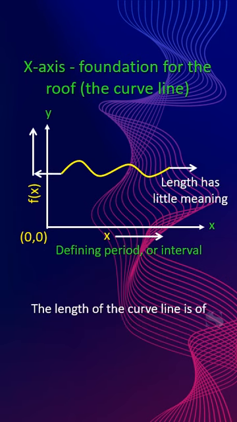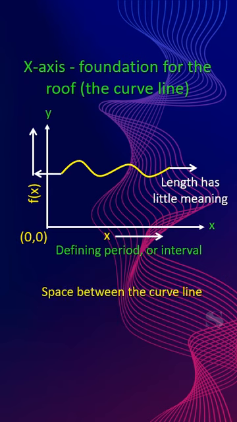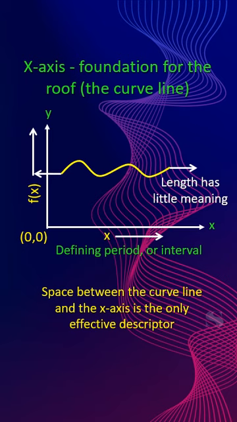Importantly, the length of the curve line is of little significance because all real-world functions are valid over the set of real numbers. Thus, all curve lines are similar, that is, all are limitlessly long. There is little difference on this count among functions. It is the space between the curve line and the x-axis that is the only and the effective descriptor of the impact of functions. The input-output change is seen in this space. The curve line is why we make the graphs.